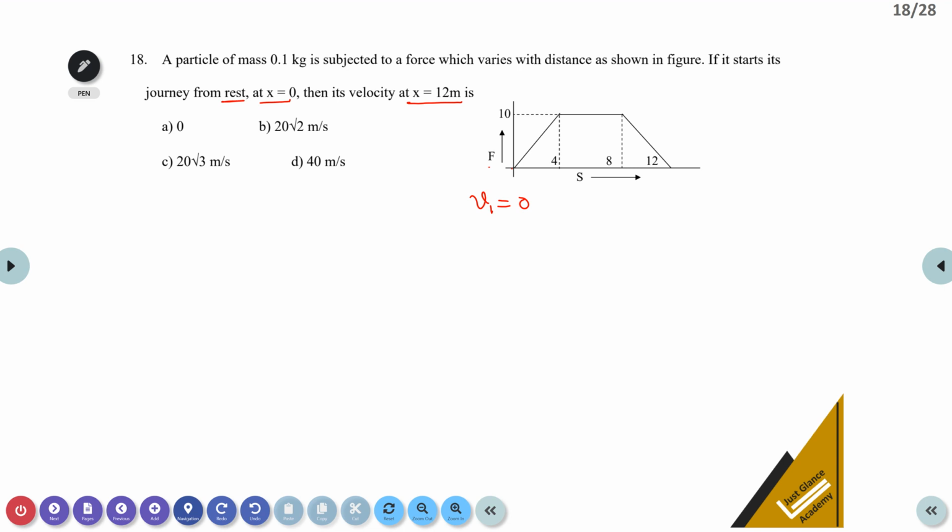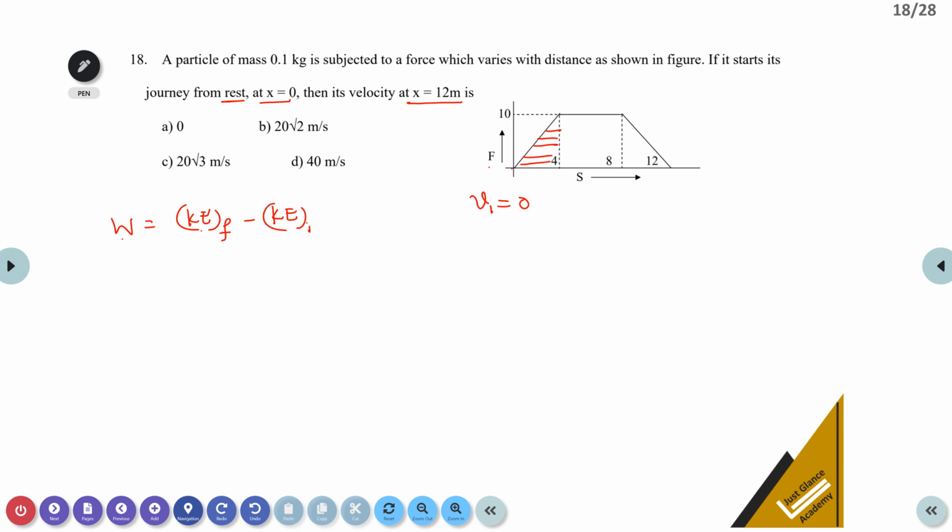Okay. This problem is based on the work energy theorem. Here, we know that W equal to kinetic energy final minus kinetic energy initial. This is the formula. Of course, initial kinetic energy is 0. My job is to calculate final kinetic energy and work done. We know that area under the force displacement graph represents work done.